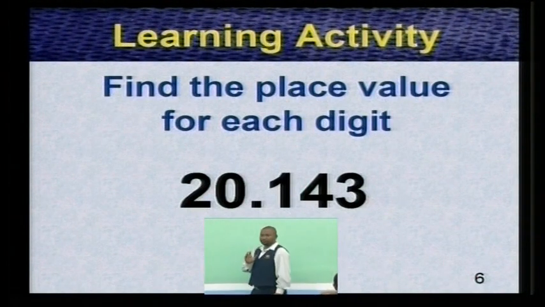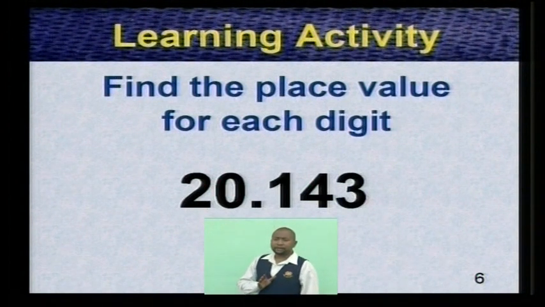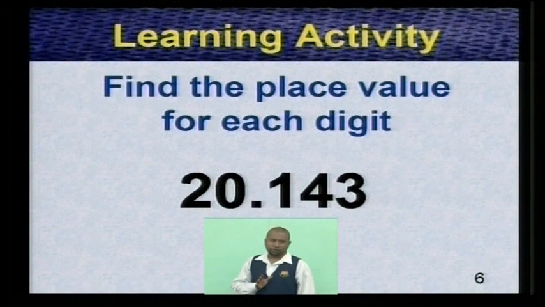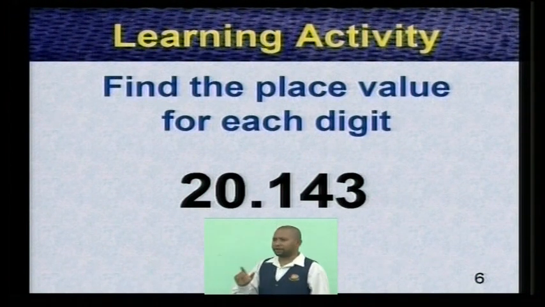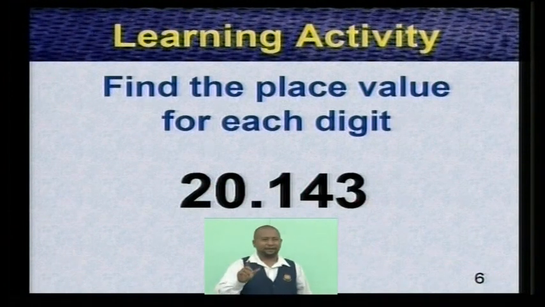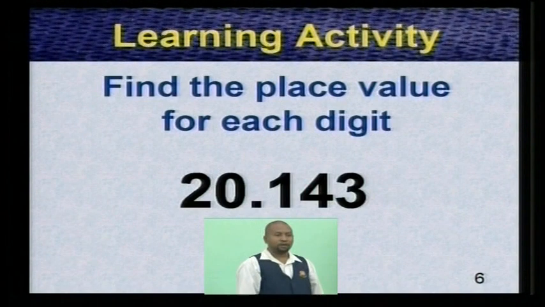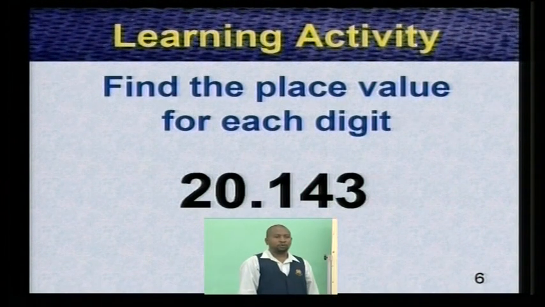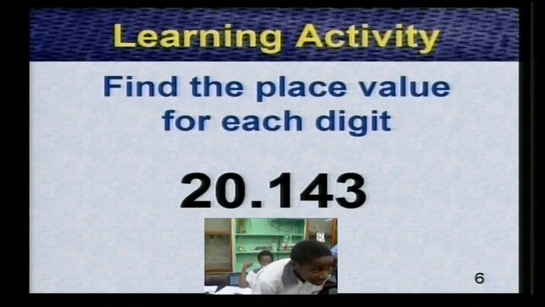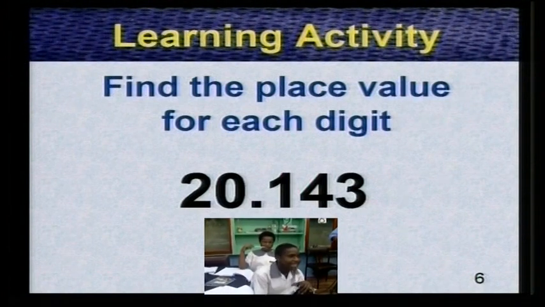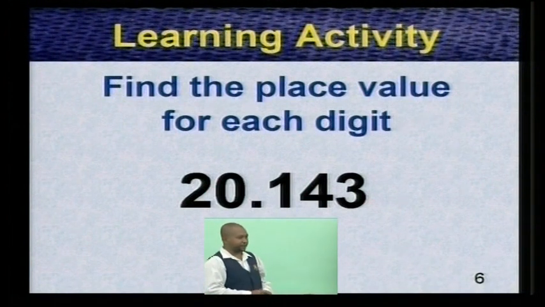20.143. Is our friend correct? Yes or no? She says 20.143. Is she correct? Kalen? 20,143. Is he correct? Okay, let's see.